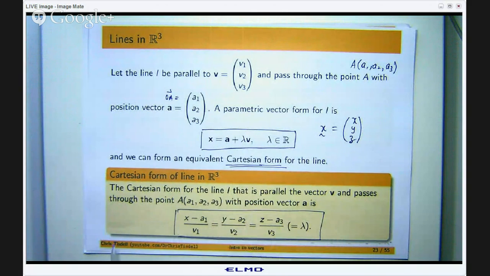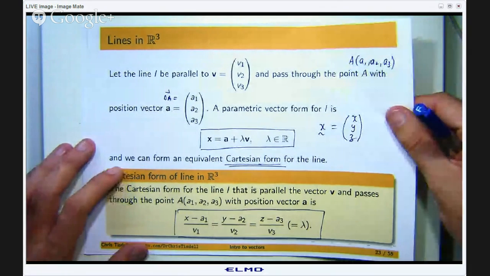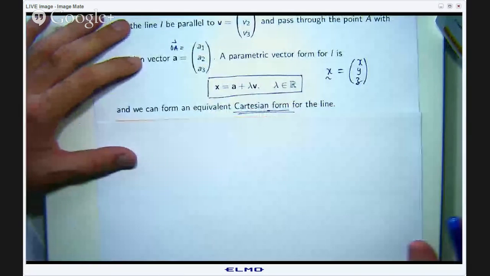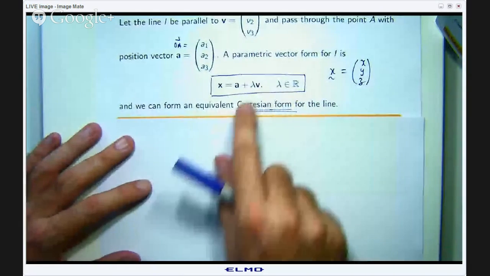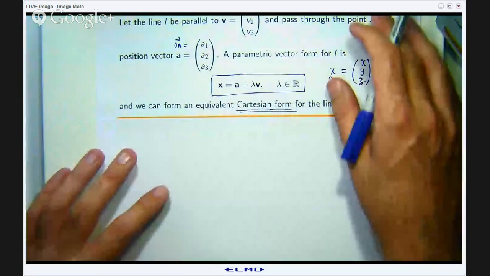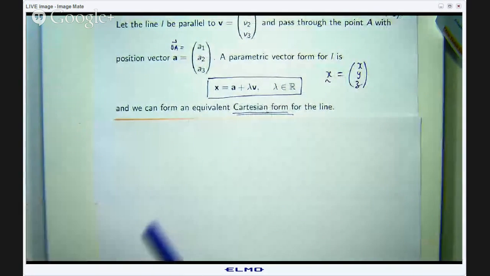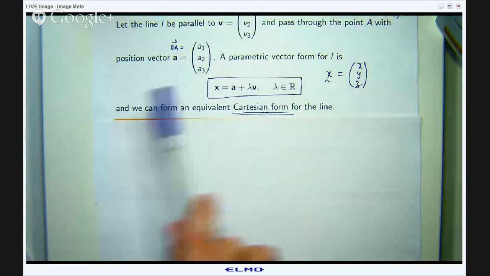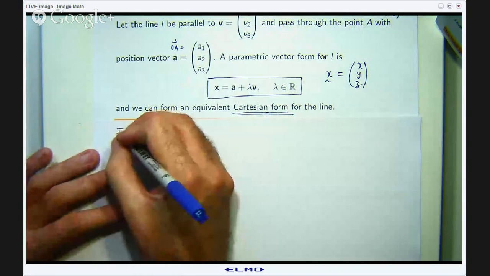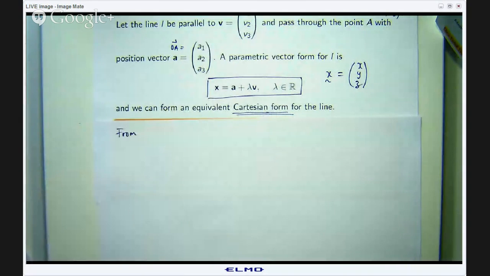So where does this come from? Well, that's what I'm going to discuss. In other videos, I'll follow up with some examples, and I'll do some examples in this presentation as well. But where does this come from? Okay, so let's start with the parametric vector form. And remember, as I said in the previous video, there's an infinite number of ways to parameterize a line. Let's see if we can get down to the Cartesian form, where there's only one. It's a little bit more definite.